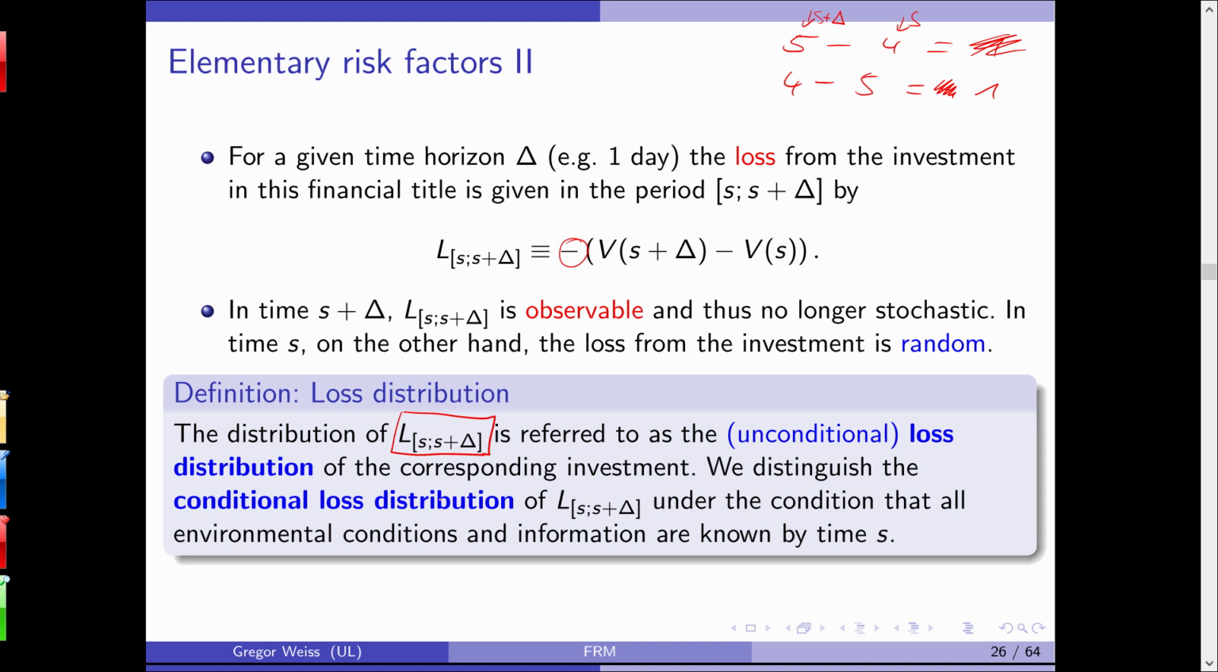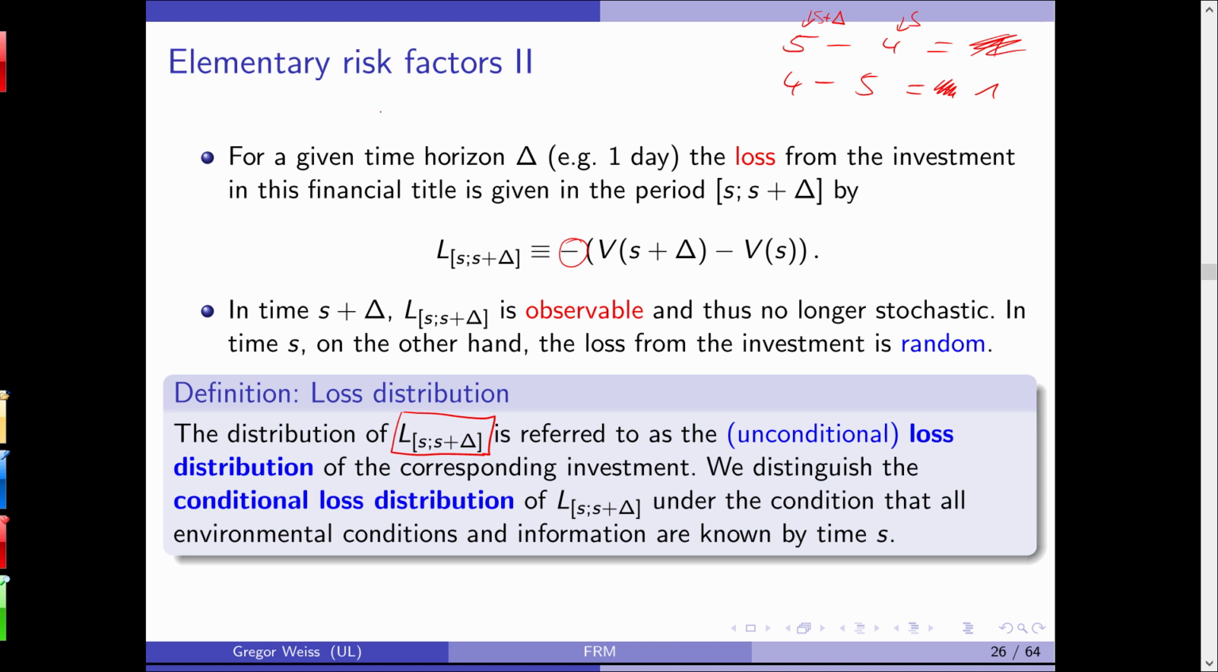And we refer to it, first of all, as the unconditional loss distribution. And the conditional loss distribution is actually the conditional distribution of L given a certain set of information known until S. It's a small difference, but it's an important one.